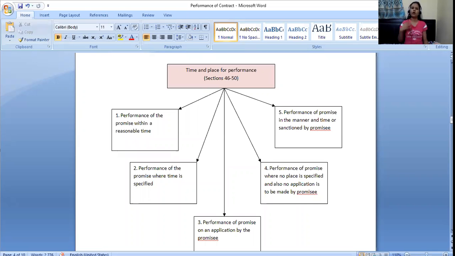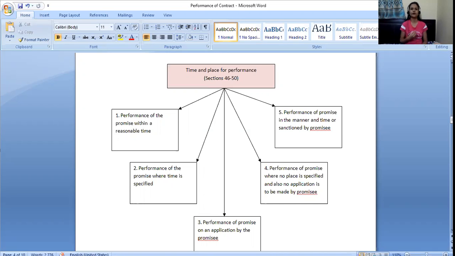Now there may be a contract between two persons where the time for performance is not specified. So in that case, it should be performed within a reasonable time. Take for example, a case where a time frame has not been specified. Take for example, there is one company who wants to buy some kind of office furniture. So they have published one tender and they asked one person to supply those office furniture to them.